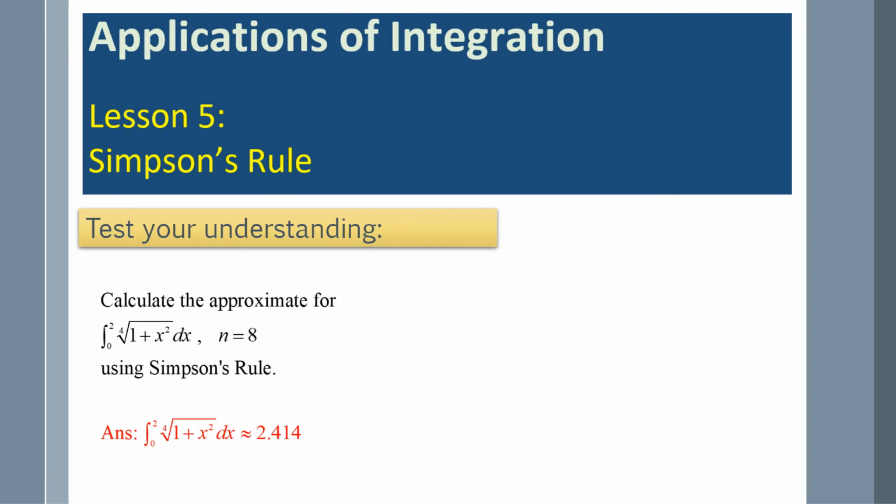Test your understanding. Calculate the approximate for the following definite integral using 8 strips and applying the approach of Simpson's rule. The answer, which is using technology, is 2.414. So you can check the reasonableness of your result using an approximate method and compare the two answers.